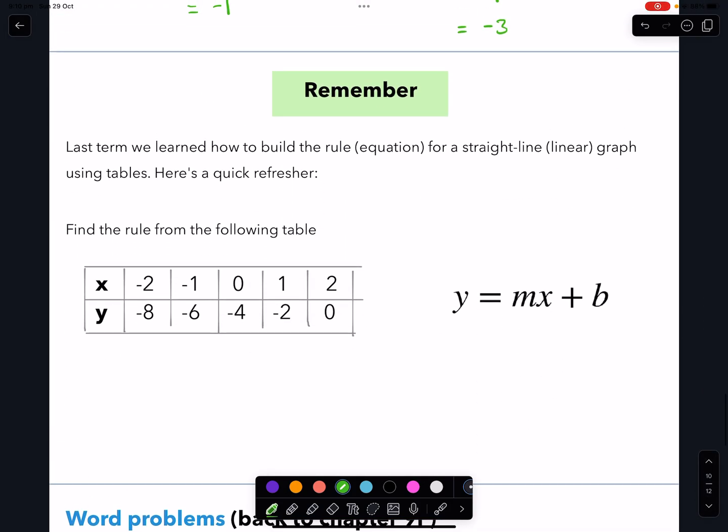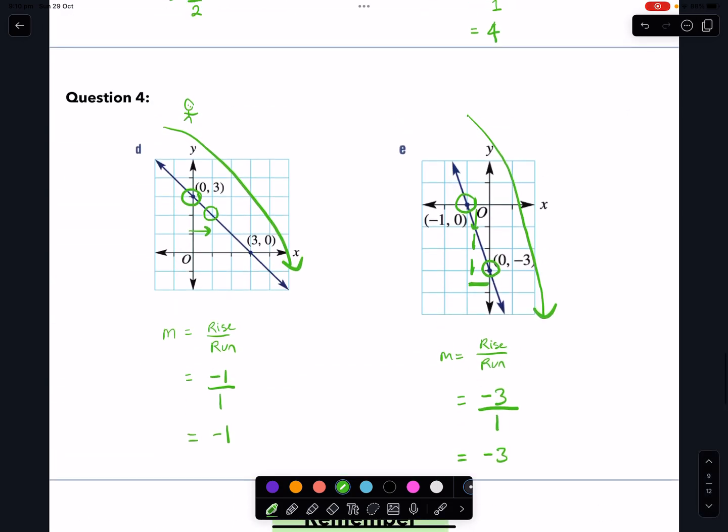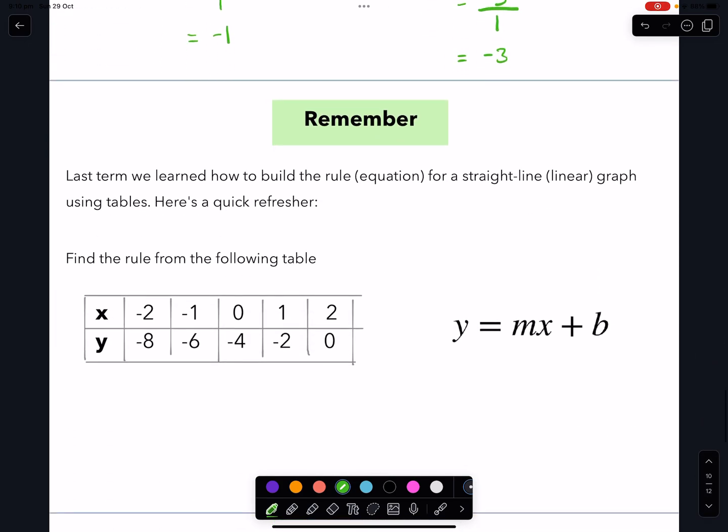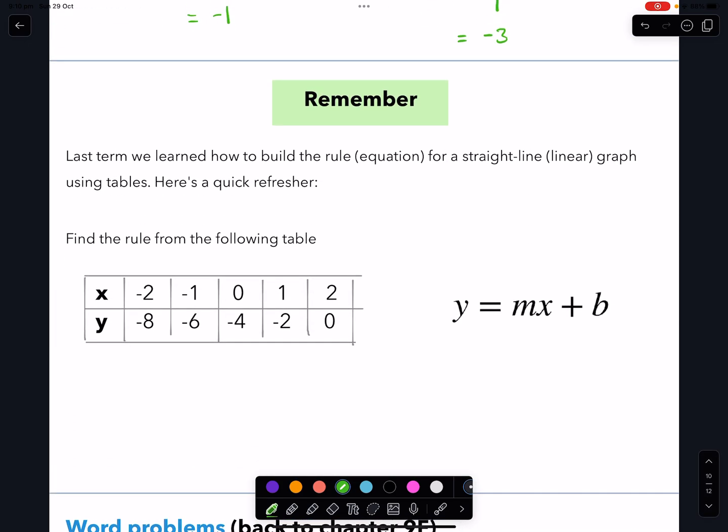Let's have a look. Oh, yes. I was looking at the past exam and seeing what questions they had like this. What I did notice was that we probably should have a bit of a refresher on how to use this. So we had questions last term where it says find the rule from a table that's given to you. So bring this one out from the past. This is the general rule.